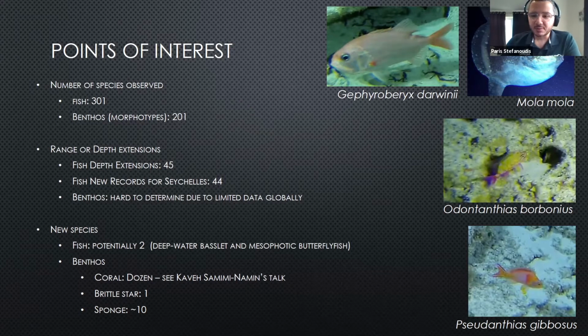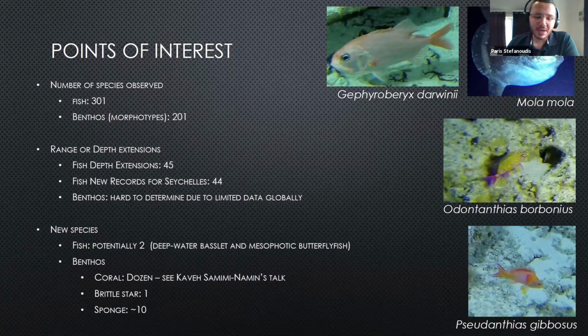Now, some other numbers in terms of fish depth extensions. That is, where did we find fish species occurring at deeper or shallower depths than what we already knew? In 45 cases, that has been the case. And we also had more than 40 new records specifically for the Seychelles.